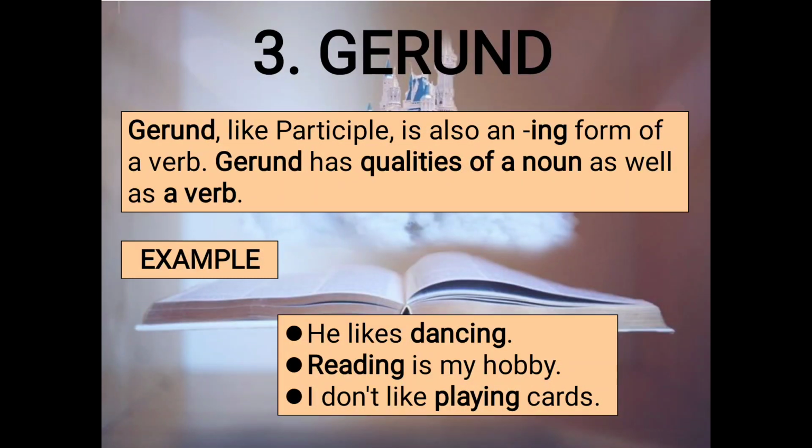Gerund, the third type of non-finite. Gerund, like participle, is also an ing form of a verb. Gerund has qualities of a noun as well as a verb. For example, he likes dancing. Reading is my hobby. I don't like playing cards. Dancing, reading: verb plus ing is an example of gerund.